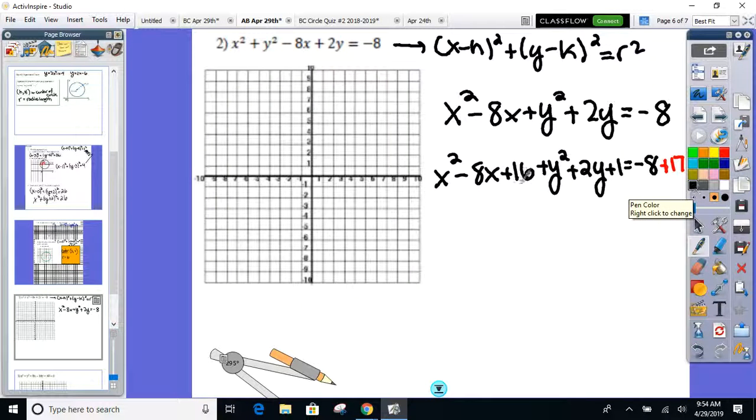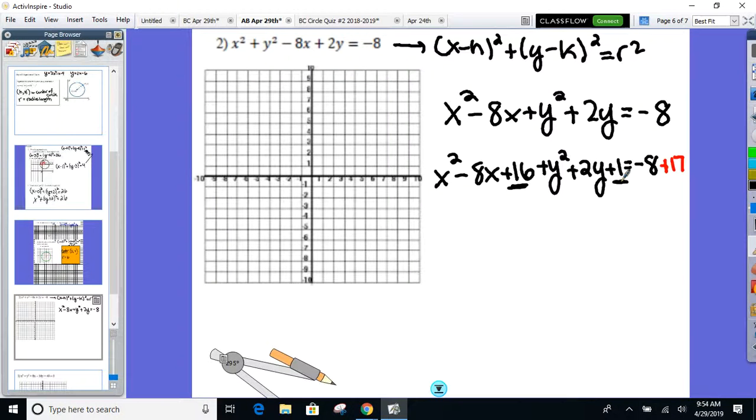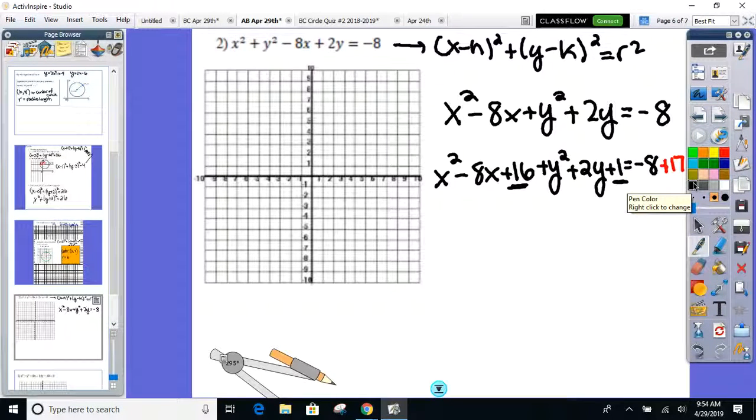So again, I got 16 and I got 1 by doing half my b value, squaring it. Go ahead, Billy. I'm ready. So are you subtracting 16 and 1, or are you leaving it there? I'm leaving it there. Because right now what we're going to do, we're going to factor this. Anybody know two numbers that multiply to 16 but add to -8?